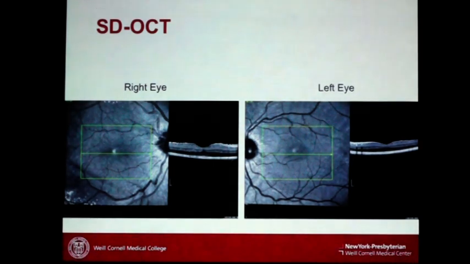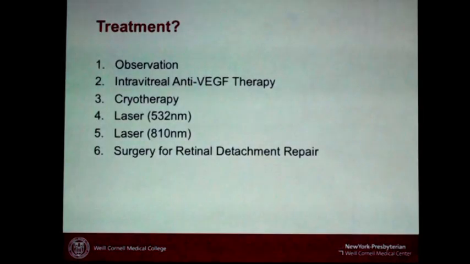Here's the OCT. Okay, what's the treatment? Does anybody know? So who says 1? You want to observe it? That's probably not a good idea. Okay, who says inject? Anyone? No? Who says cryo? Cryo, freezing? Who says 4, laser with this? Who says 5, laser with 810? Anybody? Okay. Surgery? Not a good idea.